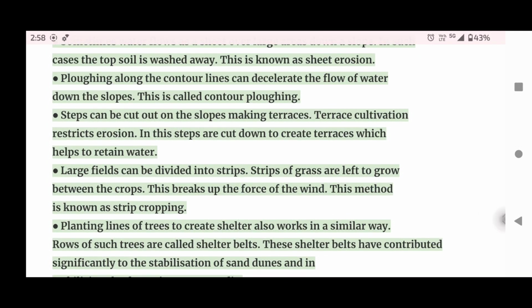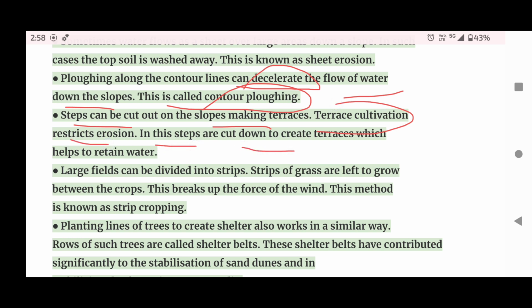Ploughing along the contour lines can decelerate the flow of water down the slopes. This is called contour ploughing. Steps can be cut onto the slopes, making terraces. Terrace cultivation restricts erosion. These steps are cut to create terraces, which help to retain water.